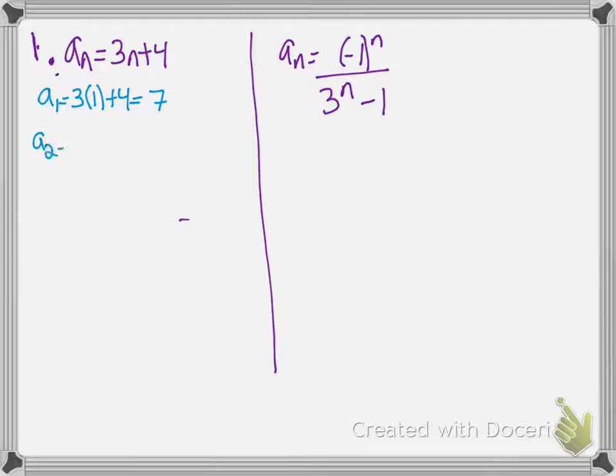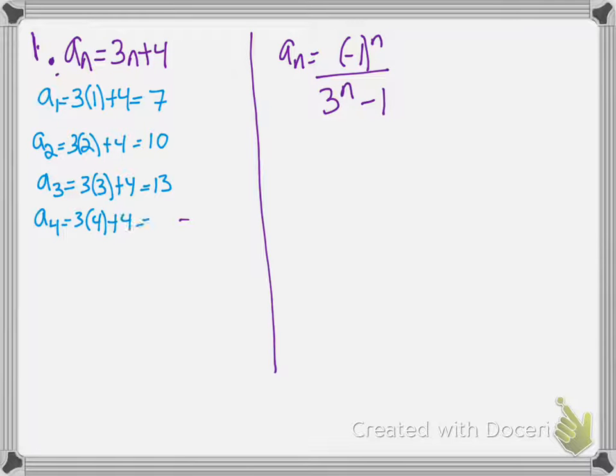A sub 2 is 3 times 2, which is 6, plus 4, which is going to give me 10. A sub 3 is going to be 3 times 3, which is 9, plus 4, which is 13. And then A sub 4 is 3 times 4 plus 4. So 3 times 4 is 12, plus 4 is 16. Okay, so we can write our first 4 terms as 7, 10, 13, and 16.